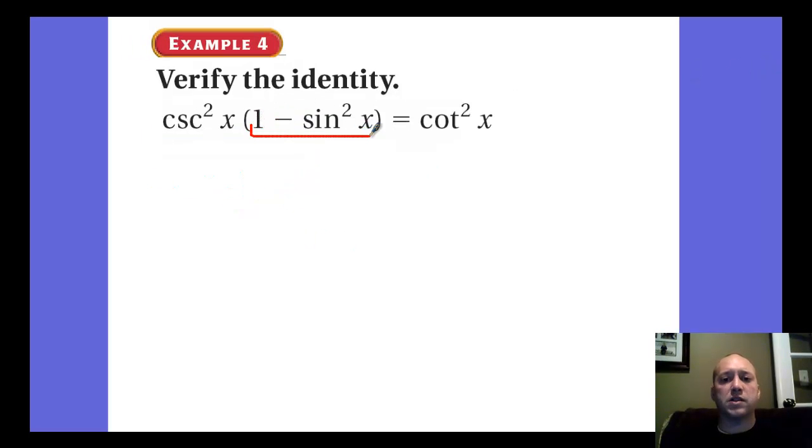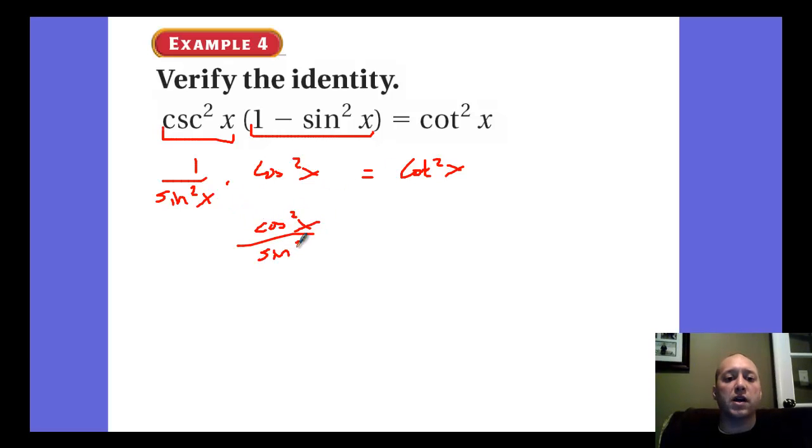Now when I see the 1 minus sine squared x here, that's going to be equal to cosine squared x. Cosecant squared x I can change into the reciprocal, 1 over sine squared x, so 1 times cosine squared x. So I can write this as 1 fraction, cosine squared x over sine squared x. And that itself is an identity. Cosine over sine is cotangent. So cosine squared over sine squared will be cotangent squared x. So those are just using trig identities, not much algebra.